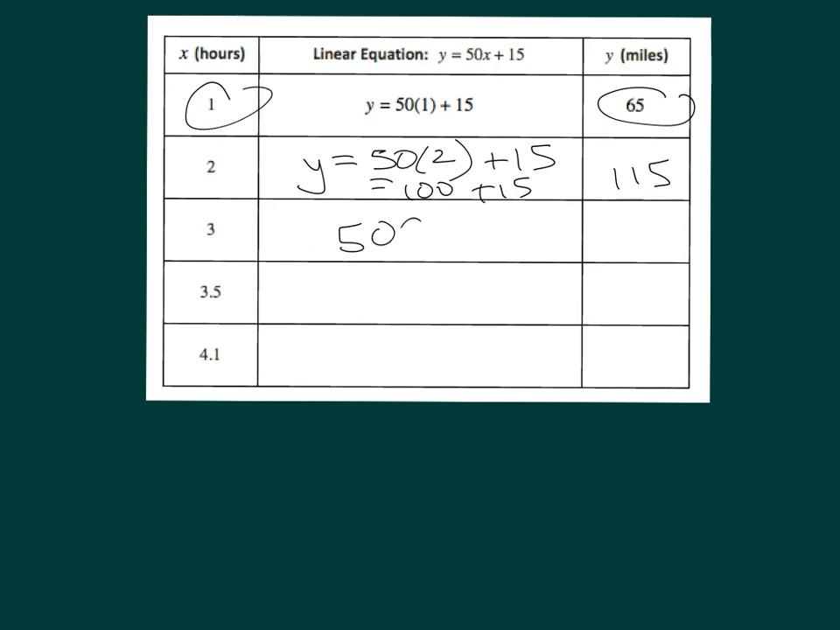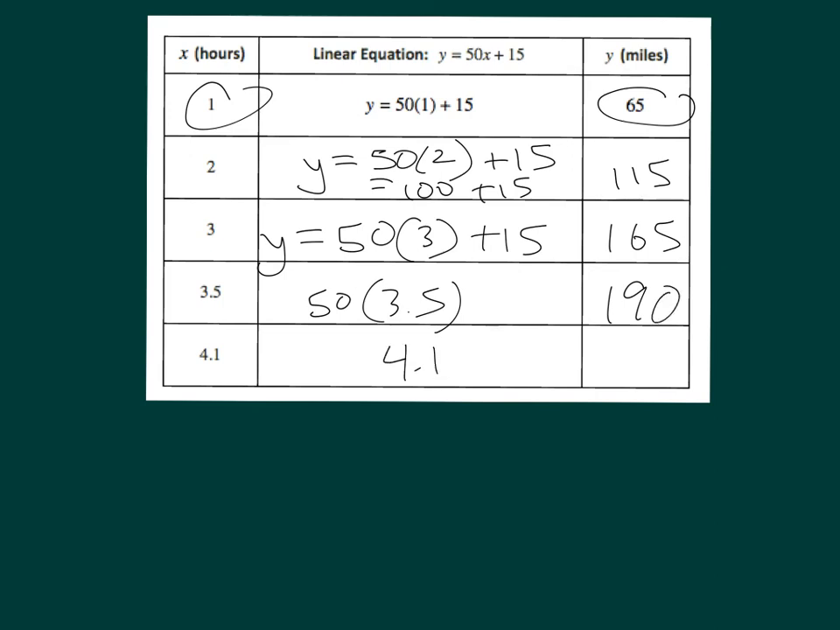50 times 3 is going to be 150. And then if we add 15, we're at 165. So notice that I'm completing this table by filling in values. I could put 3.5 into that equation. So I'd have 50 times 3.5, which off the top of my head that's a little tricky, but 3 times 50 is 150. Half of 50 is 25. So this would be 175 plus 15 would be 190. And then we could do the same thing with 4.1, and I'll leave that to you guys.